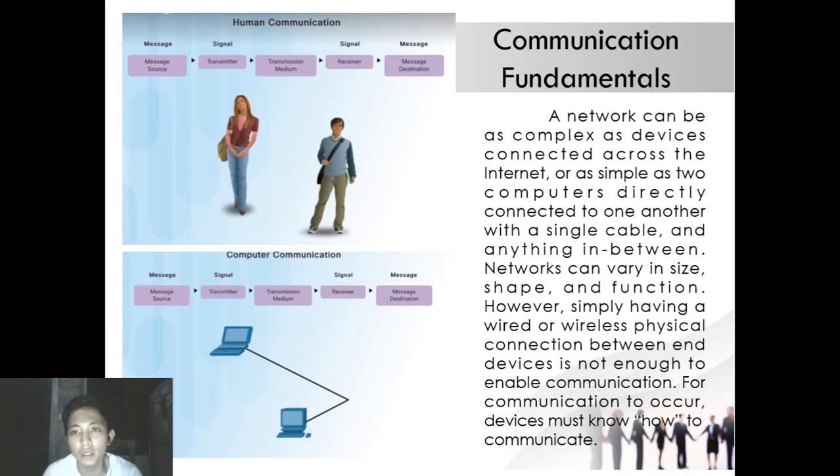So communication fundamentals: a network can be as complex as devices connected across the internet or as simple as two computers directly connected to one another with a single cable, and anything in between. Networks can vary in size, shape, and function. However, simply having a wired or wireless physical connection between end devices is not enough to enable communication. For communication to occur, devices must know how to communicate.